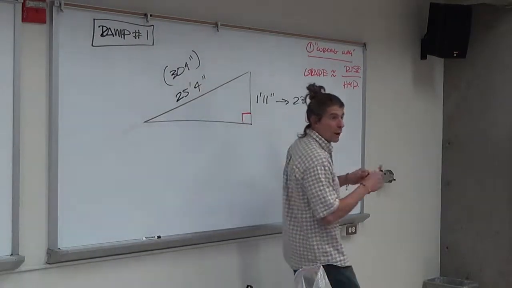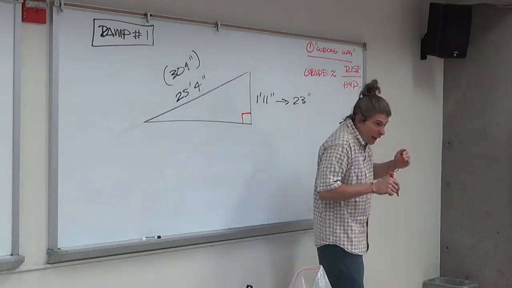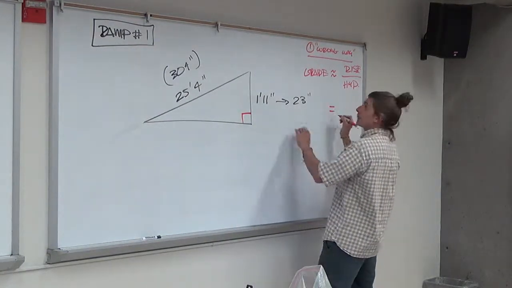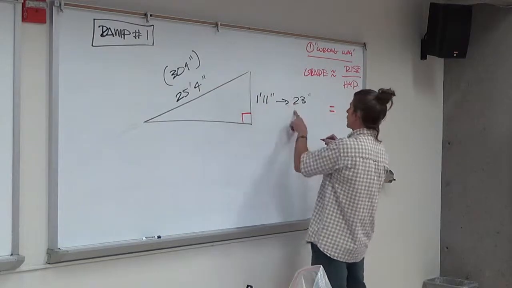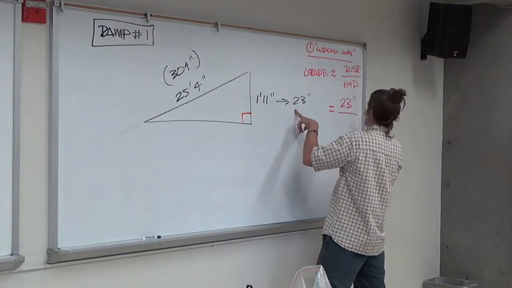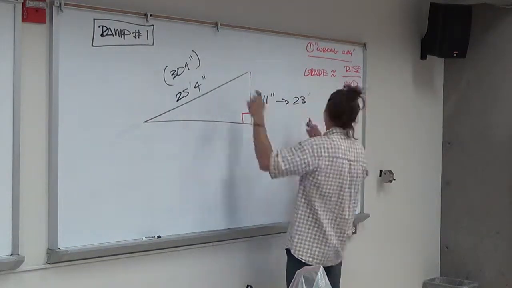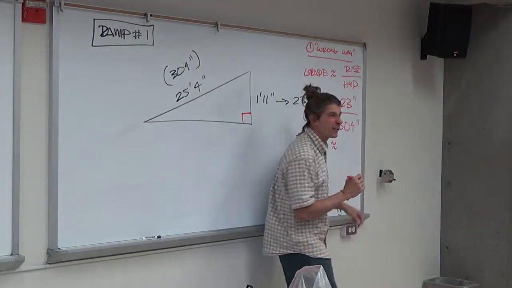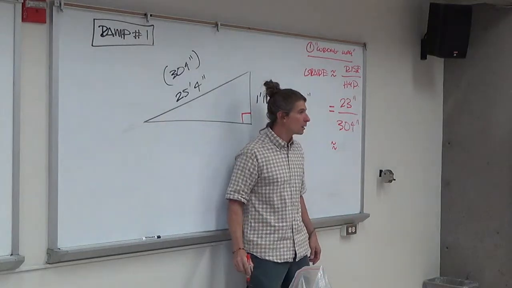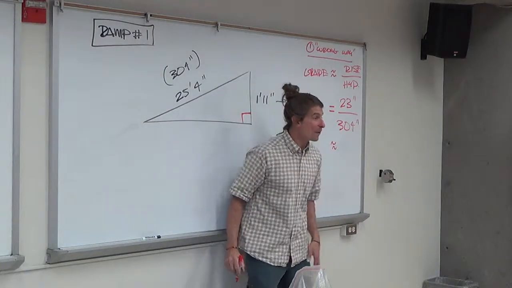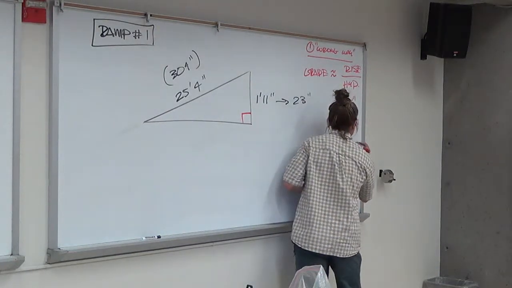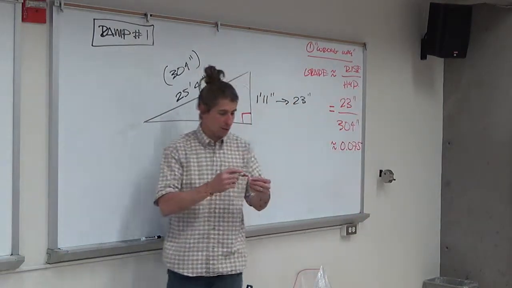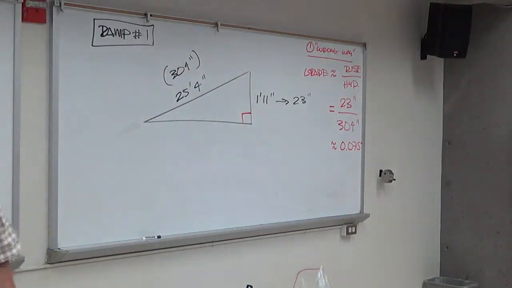So, just form the ratio of the rise and the hypotenuse. So we know the rise is 23 inches. The hypotenuse is 304 inches. What do you guys get as far as a grade? 7.5%. Thank you, Francis. 7.5%. 0.075 by division. Let's stop right there.